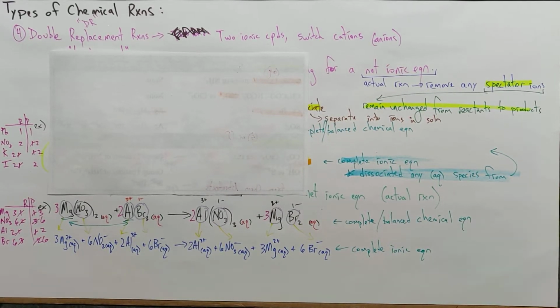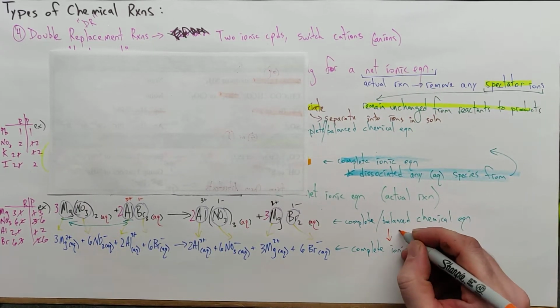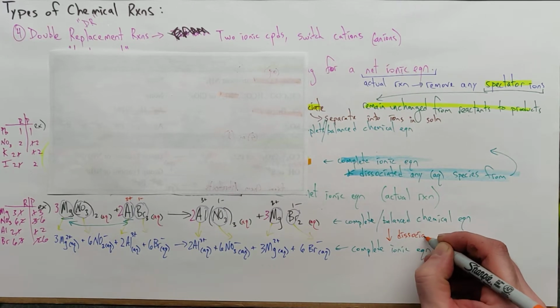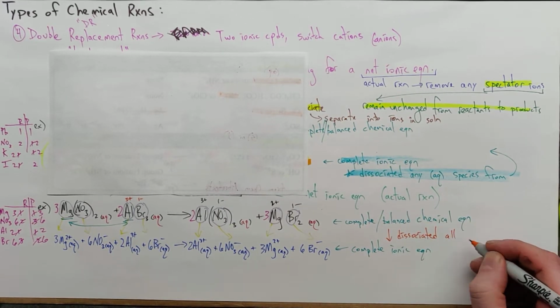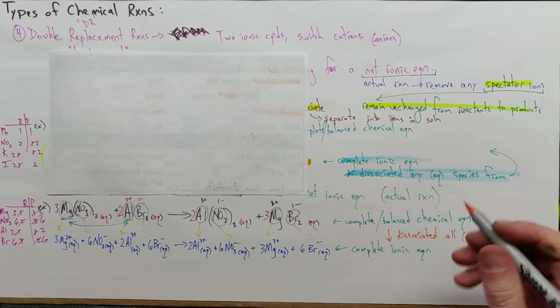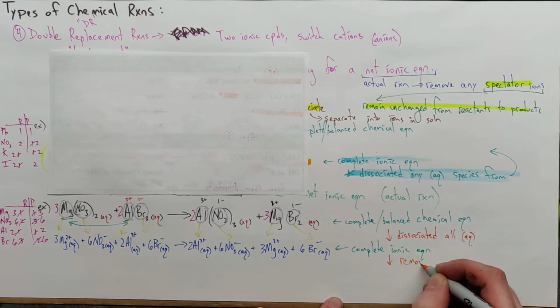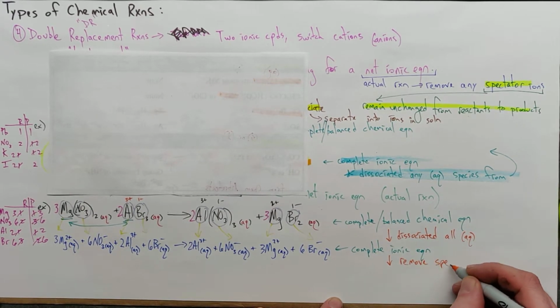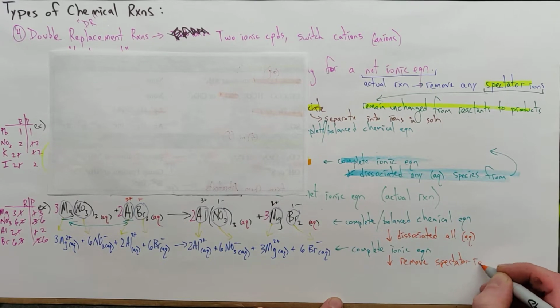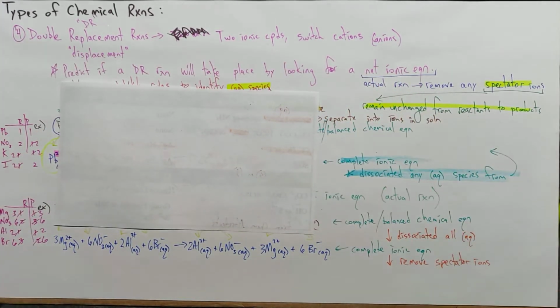So to get from our complete balanced equation to our complete ionic equation, we dissociated all the aqueous species. And that got us our complete ionic equation. To move down to this next step here, we're going to remove all of our spectator ions. And the spectator ions, we said, are the things that remain unchanged from reactants to products. And we'll see what it looks like.